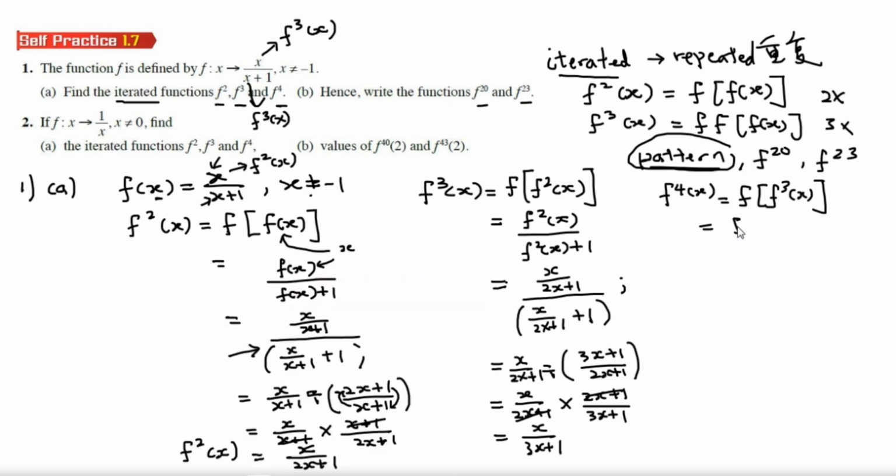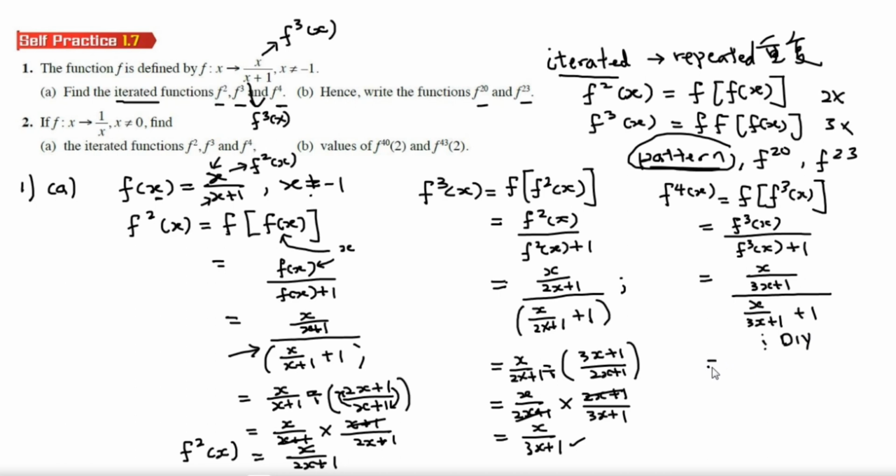Is f cubed x over f cubed x plus 1. So what is f cubed x? Our f cubed x is this fraction, x over 3x plus 1, over f cubed x, x over 3x plus 1, plus 1. Now is your time to simplify this yourself.